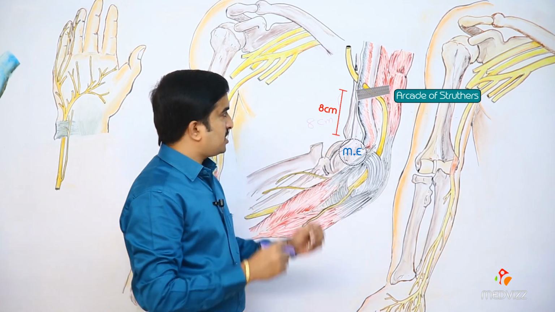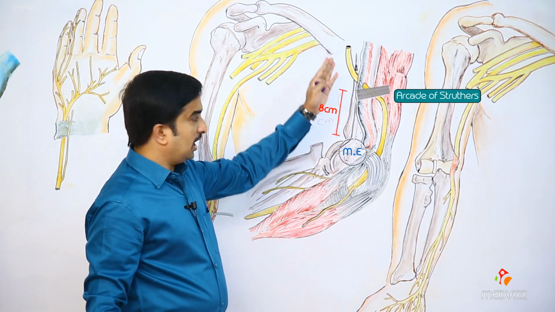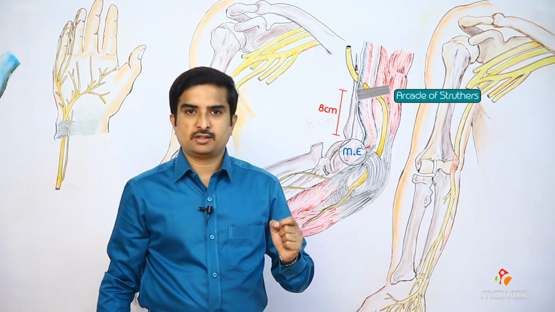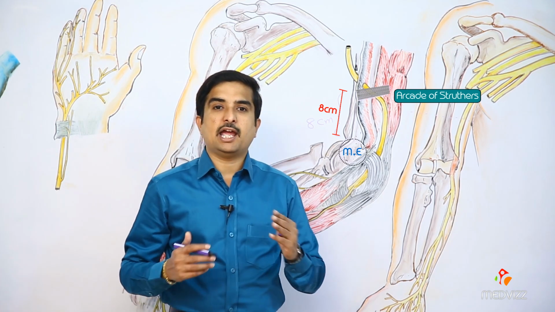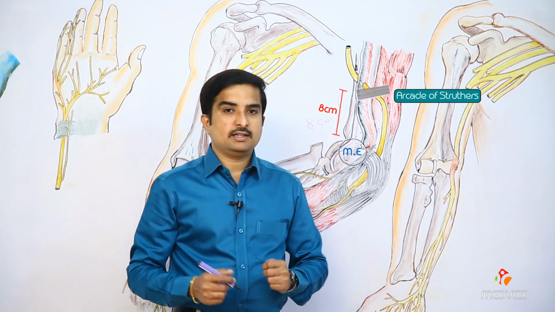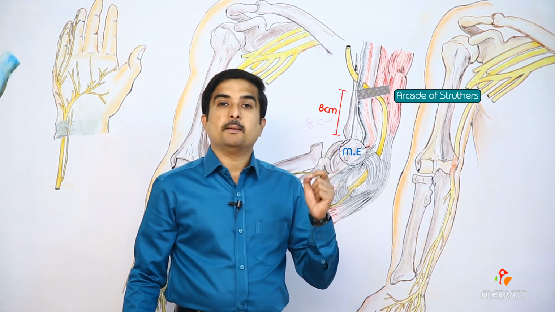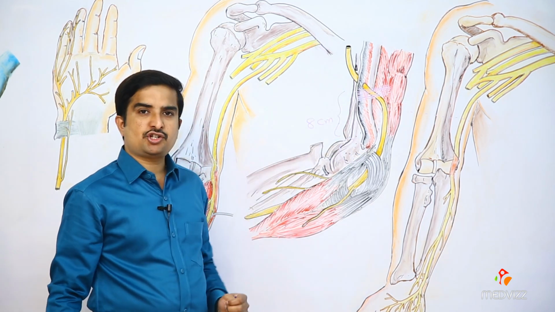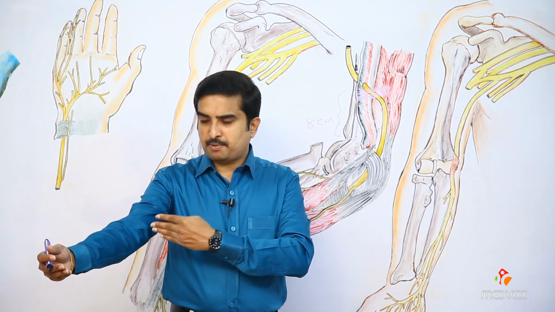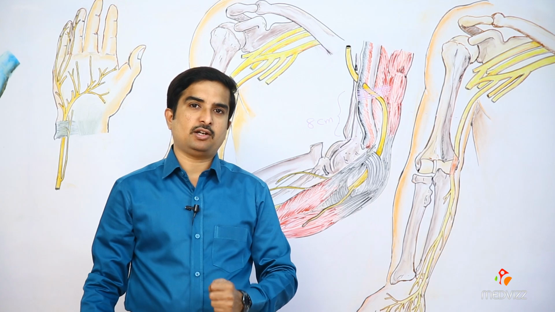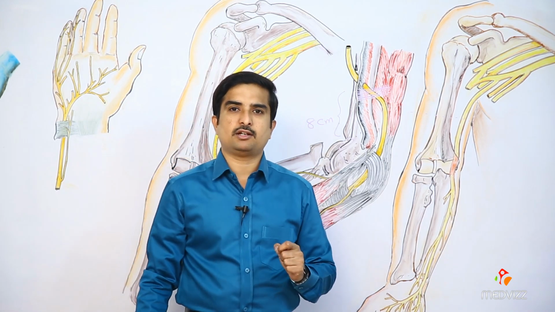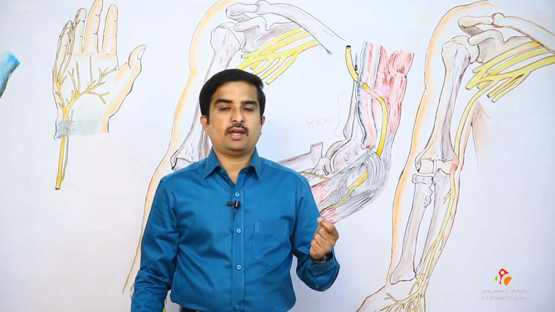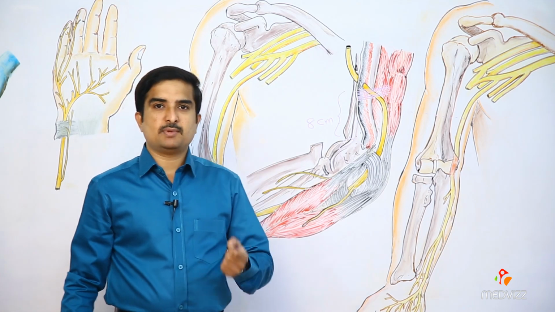Let me repeat again. In the middle of the arm, the ulnar nerve pierces the medial intermuscular septum at the arcade of Struthers. The arcade of Struthers is nothing but an aponeurotic band extending from the medial intermuscular septum to the medial head of the triceps, right? After that, it enters into the posterior compartment of the arm. Till the upper half, it is in the anterior compartment of the arm. But after piercing the medial intermuscular septum, the nerve reaches the posterior compartment of the arm where it is medial to the triceps muscle, right?